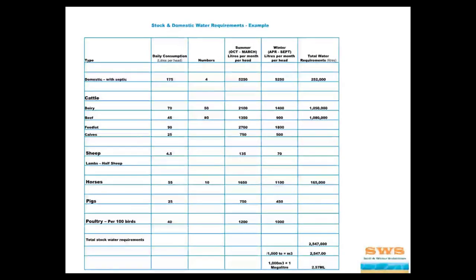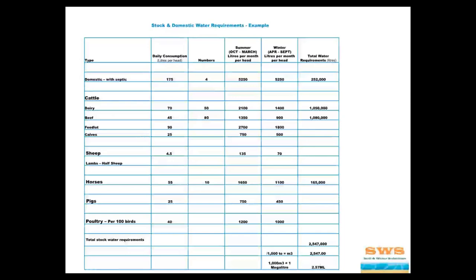So if we had a property with four people living on it, 50 dairy cattle, 80 beef cattle and 10 horses, as you can see, we calculate the number of stock and people versus the daily usage, and we come up with our total yearly water requirements. You can see there 250,000 litres for people, 1 million litres for dairy cattle, 1 million litres basically for beef cattle. So during the course of a year, we're going to need probably 2.5 megalitres of water to adequately supply those requirements throughout a 12-month period.